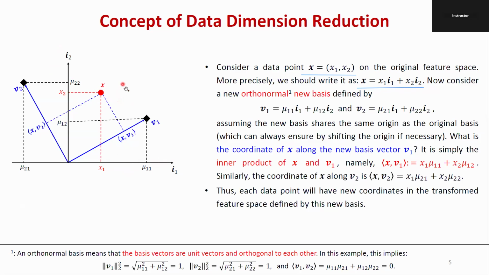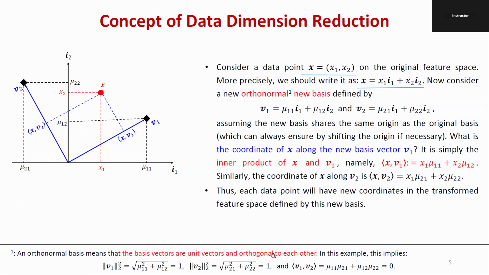Okay, so here I can consider another new orthonormal basis. One thing I do need to mention, I'm not sure whether you learned this in linear algebra: an orthonormal basis means the basis vectors are unit vectors and orthogonal to each other. Here it's 2D, so let's say v1 equals mu11 plus mu12. That means the length of this vector is 1, a unit vector.